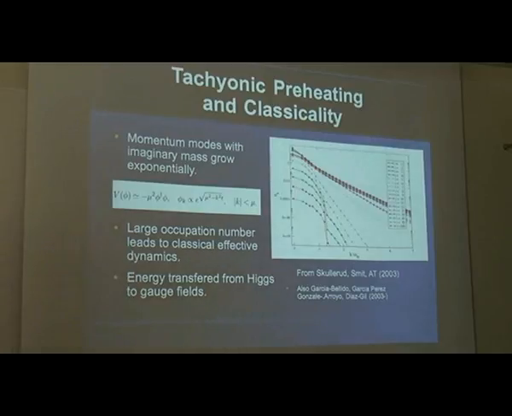So this is the Higgs field. This is the gauge field. Oh, this is the gauge field occupation, Coulomb gauge, I think. This is very similar to the plasma instability feature in the heavy ion type calculation.